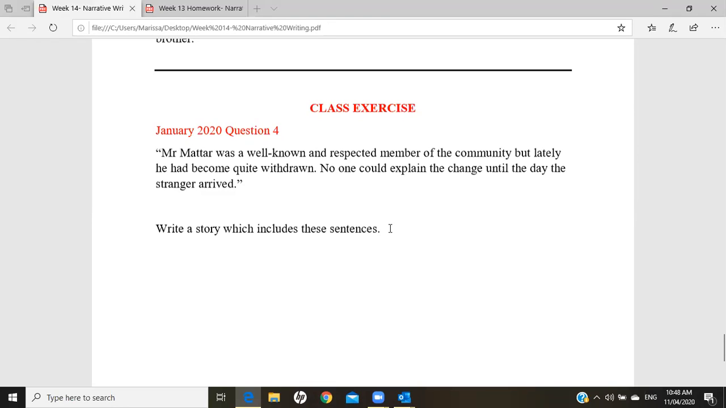We have this person, and his name is given, Mr. Matter. We know of his demeanor. He's well known in society. Everyone respects him. But then all of a sudden, he is a bit withdrawn. He's very distant. He's not being his usual self. And people couldn't really understand why this was taking place until one day when they saw a stranger who arrived in the community. So who could be the stranger? What could happen to Mr. Matter? Why did he become withdrawn and so distant from everyone? So what would you all write about?